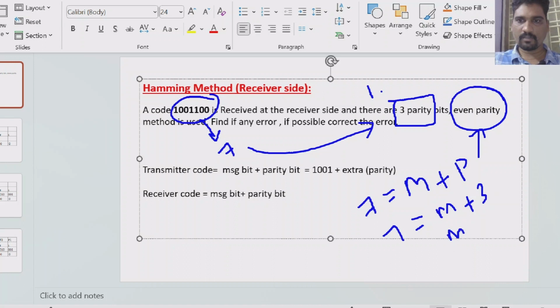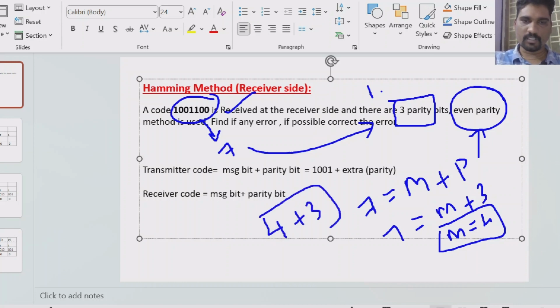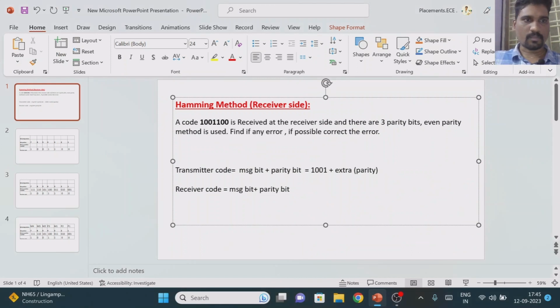Now what is the M value? The remaining 4 are the M value. So in this receiver code we have 4 message bits and 3 parity bits. By using these 3 parity bits we are going to identify whether the received information is correct or not. Now we'll try to solve this problem.